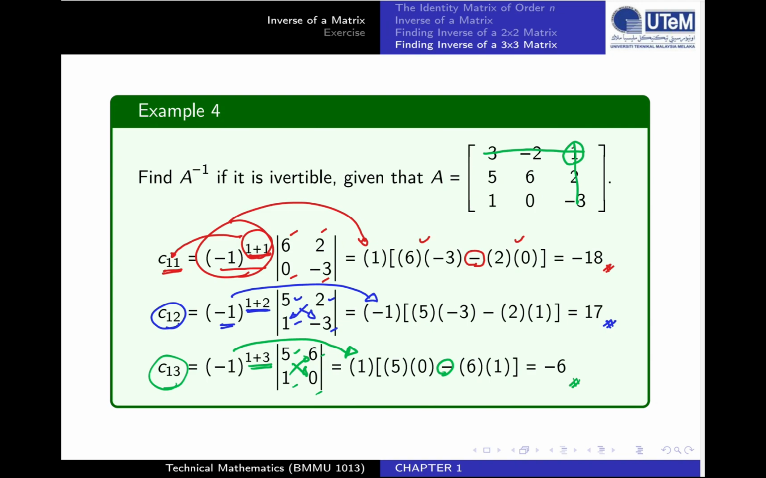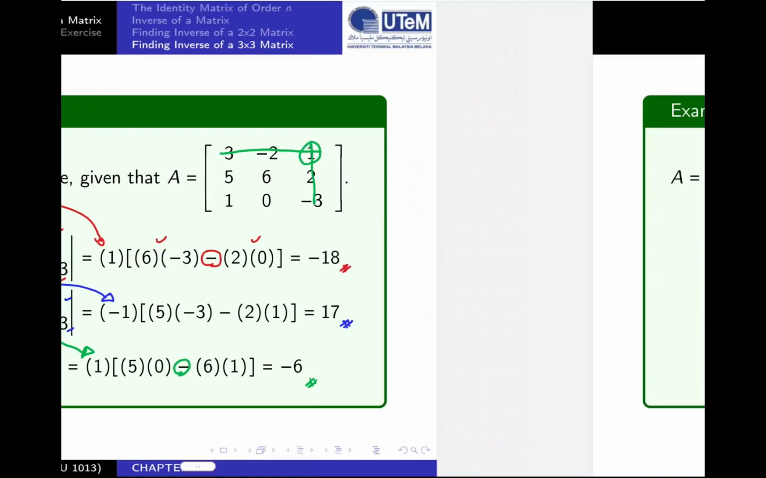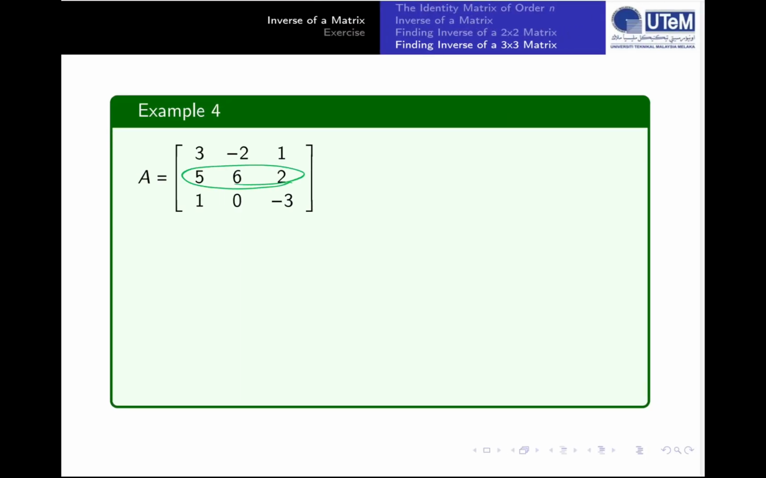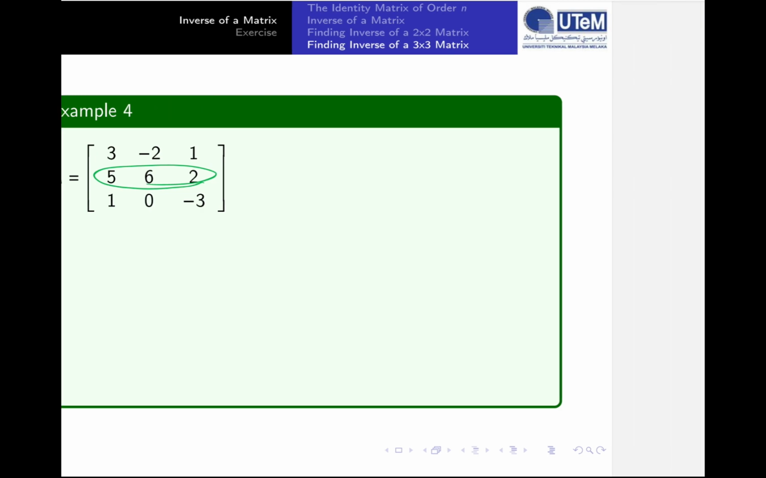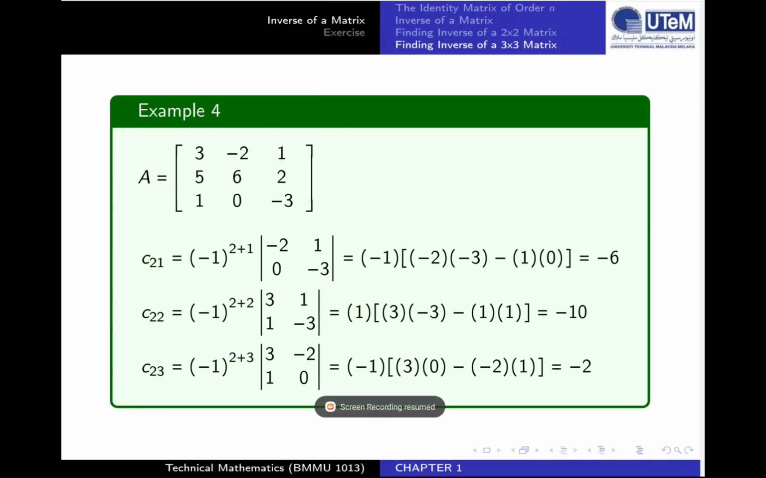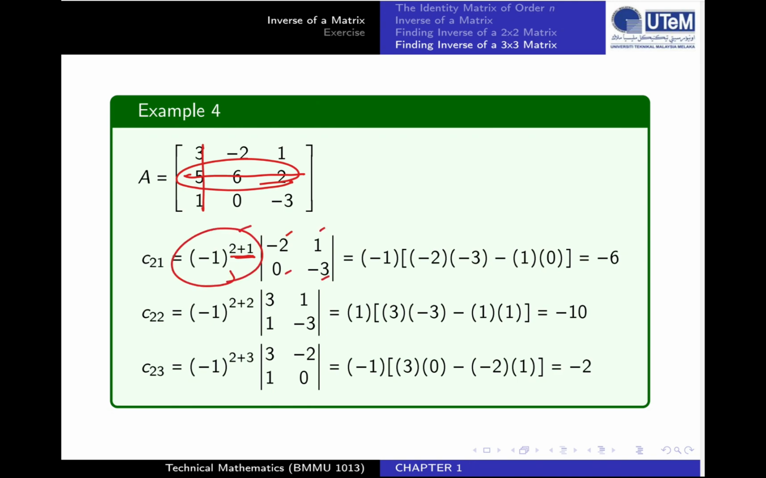Next, we look at the cofactors for the second row. For C21, which is second row, first column, it is the same thing. The rest values are negative 2, 1, 0, negative 3, and negative 1 to the power of 3 we can get negative 1. Negative 2 times negative 3 minus 1 times 0, so we can get negative 6.